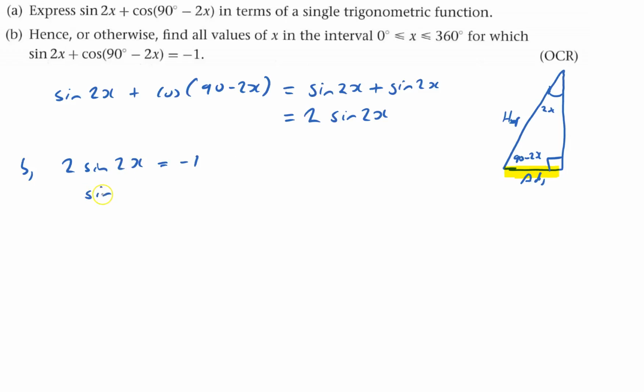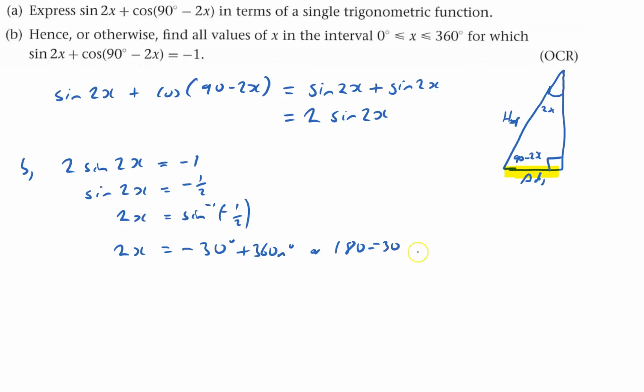Divide both sides by 2, so sine 2x equals -1/2. Inverse sine both sides. I always like writing this down to remind myself I need to put down all the solutions when I'm doing it. And that says that 2x equals minus 30 degrees or 180 minus 30. And each of those repeats every 360 n degrees. And I'll show you that once I've got the answer. I will explain why it works like this again.